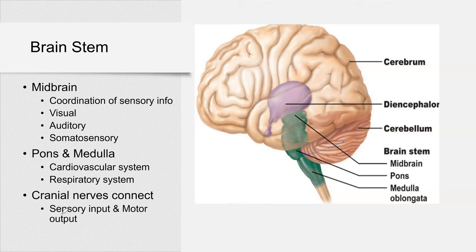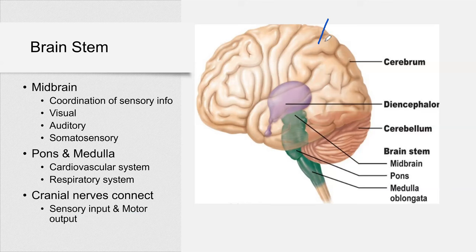so we have cranial nerves that connect to central nervous system through the brain stem. And so that means we have both sensory and motor output, right? So we have, for example, nerves that emerge from the brain stem, or maybe sensory nerves attached to brain stem, so you'll have sensory input and motor output through the brainstem, right?